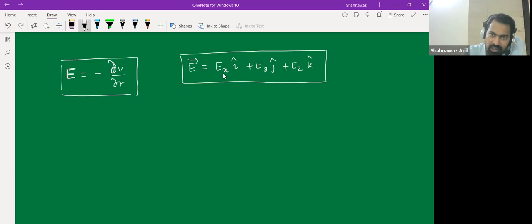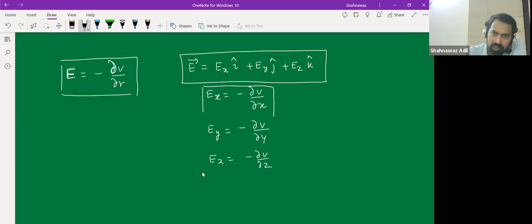So again, this Ex would be minus of dV by dx. So we are taking the differentiation with respect to x, right? Similarly, Ey would be minus of dV by dy, and then Ez would be minus dV by dz.